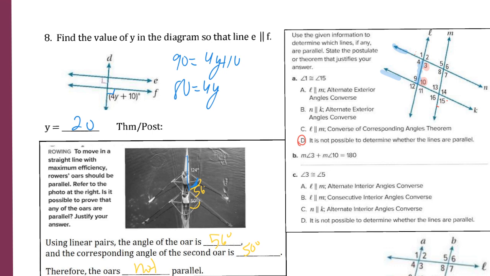And because 3 and 10 add to be 180 degrees, that means they're supplementary. That means that those 2 lines, lines N and K, are parallel. Why? By the converse of the same side interior angles.